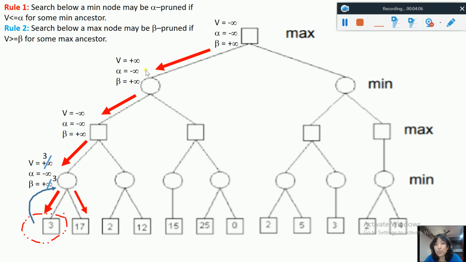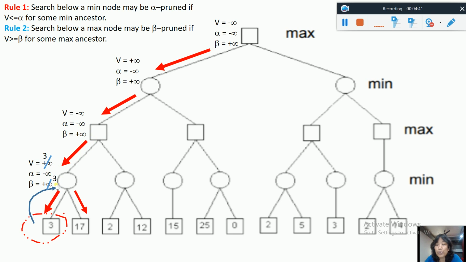We have reached the min player, so we will initialize its value as plus infinity. For the max player alpha, the initial value would be minus infinity, and for the min player beta, we will initialize its value as plus infinity. So again we go to the left of the node. Again there is a max node. We initialize the values in the same manner: V is equal to minus infinity, alpha is equal to minus infinity, and beta is equal to plus infinity.